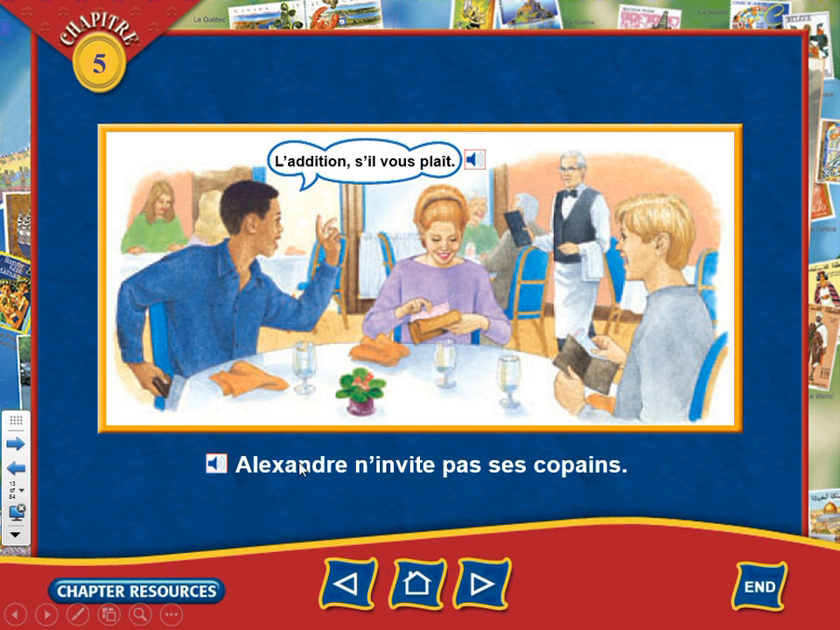So this sentence says, Alexandre doesn't invite his friends. So while he might have asked them to go to the cafe or the restaurant, he didn't say, I'm inviting you. So what this really means is he's not going to pay for his friends. You can write down, Alexandre does not invite his friends, and in parentheses, put pay for. He's not paying for his friends. Chacun paie pour soi. Each one, this word chacun is each, pays, payer, pay, for themselves. Each one pays for themselves.